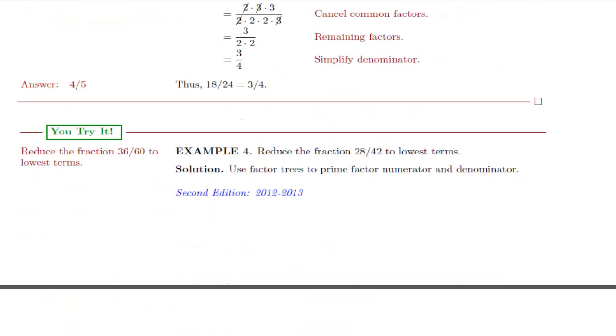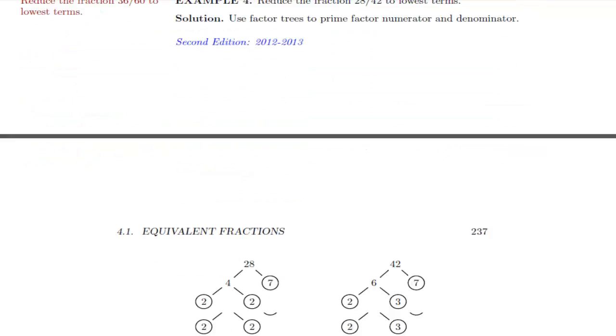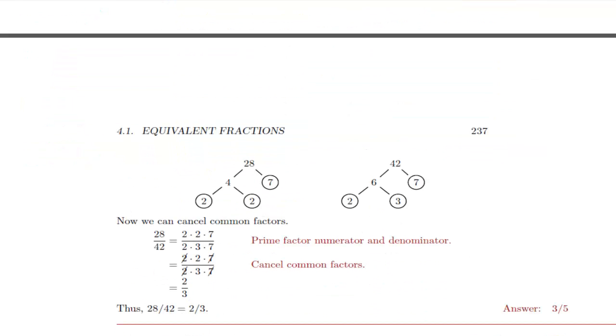Example 4. Reduce the fraction 28 over 42 to lowest terms. Use factor trees to prime factor numerator and denominator. 28 factors into 4 and 7, and 4 factors into 2 and 2. 42 factors into 6 and 7, and 6 factors into 2 and 3.